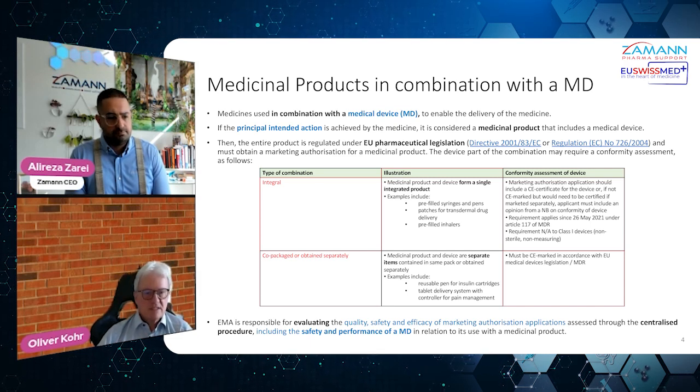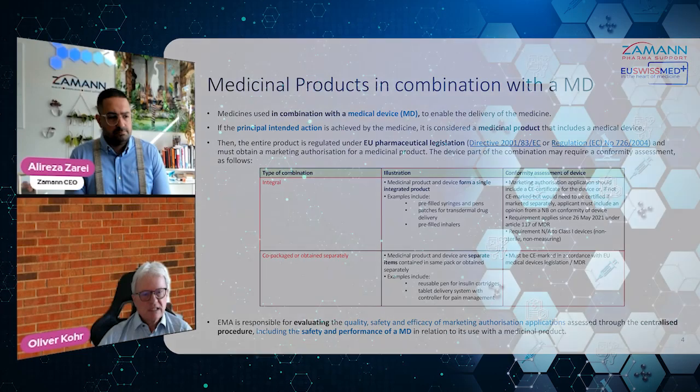Very important, if this is the case and the principal intended action is the medicine, then you see the EMA is responsible for evaluation of the quality and safety, and of the marketing authorization holder. That will be you in your company, for example, who will host the marketing authorization. And so you have to file an application with that.